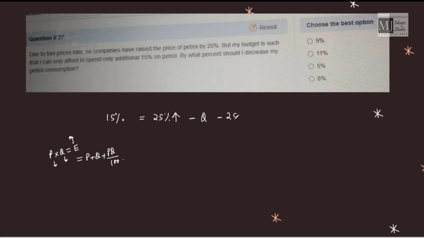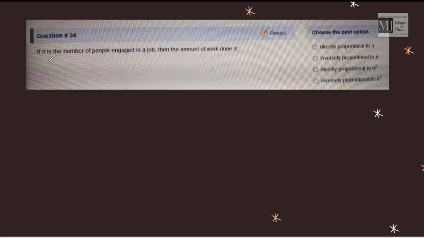So here also, 15% is 25% minus how much would be the decrease? Q minus 25Q by 100. So what we have? Minus Q, that is minus 5Q by 4. 5Q by 4 equals 25 minus 15, which is 10. So Q is 8%. There should be an 8% fall in the petrol consumption so that there is only an effect of 15% on my overall petrol expenses. 8%.